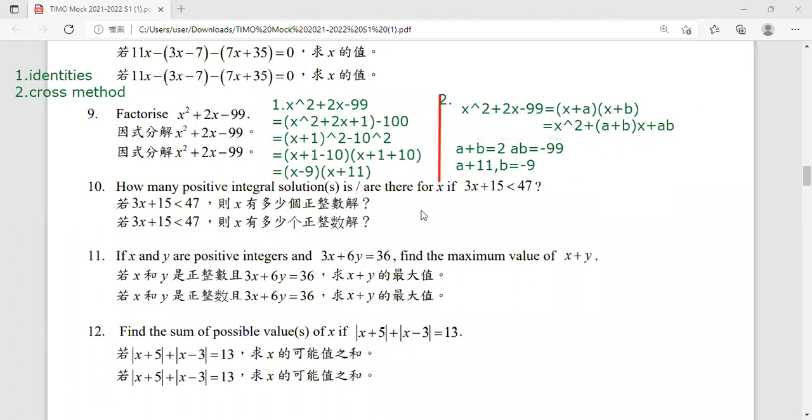Any question with this one? With question 9, any question with question 9? Okay, simple. But okay, question 10.